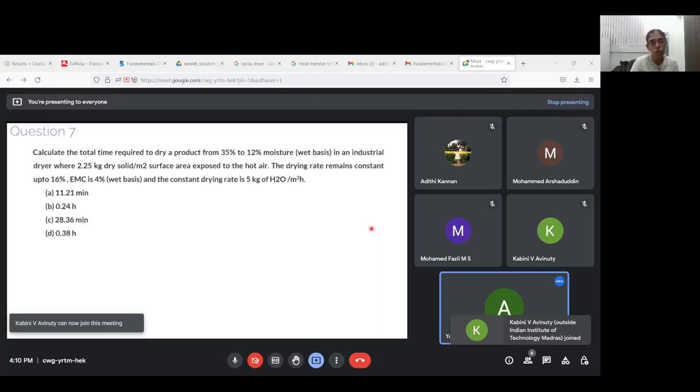Calculate the total time required to dry a product from 35% to 12% moisture wet basis in an industrial dryer where 2.25 kg of the dry solid per meter square surface area is exposed to the hot air. The drying rate remains constant up to 16%. The equilibrium moisture content is 4% and the constant drying rate is 5 kg of H2O per meter square. We need to calculate the total time.